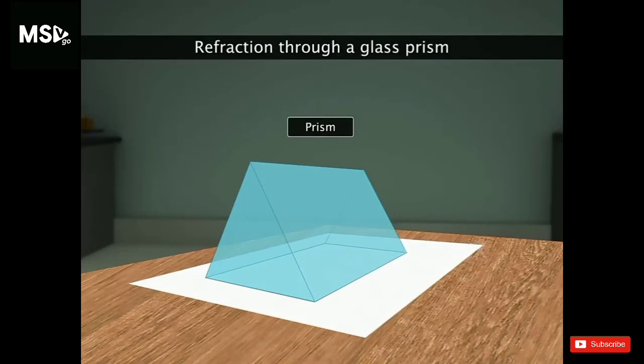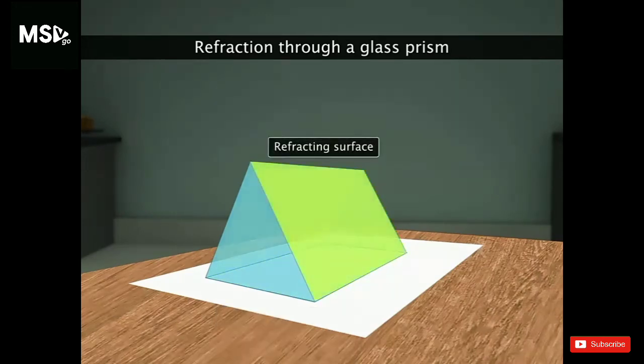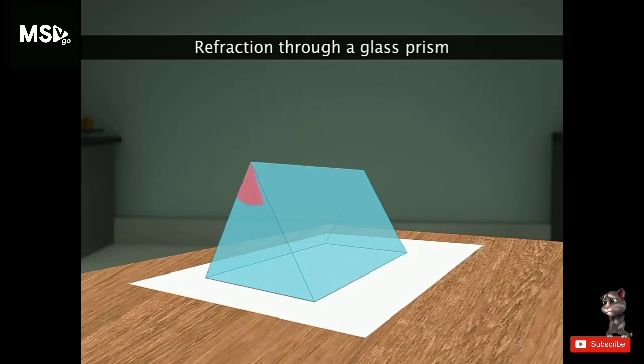A prism is made of transparent material, usually a piece of glass, bounded by 2 triangular surfaces and 3 rectangular surfaces. One of the rectangular surfaces is the base of the prism, and the other 2 surfaces are the refracting surfaces. The line joining the 2 refracting surfaces is called the refracting edge of the prism. The angle between the 2 refracting surfaces is called the angle of the prism.